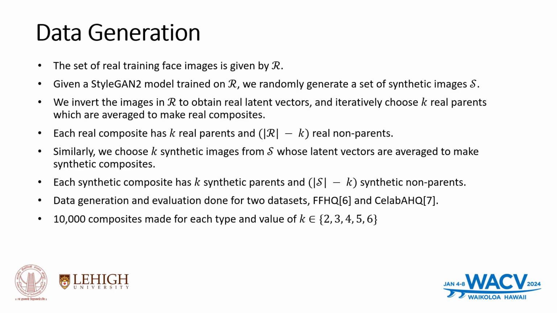The data used in our work is created by first obtaining training face images in a set R. We then take a StyleGAN2 model trained on R, which is used to generate a set of synthetic images S. Inverting the real faces to the W space, we choose k of them as real parents and create a real composite by averaging them. The remaining real face images act as real non-parents for that real composite. A similar process is carried out for set S with the caveat of not requiring inversion, as the latent vectors are directly available. This procedure is done for two popular face image datasets, FFHQ and CelebAHQ, creating 10,000 composites of each type for all values of k from 2 to 6.